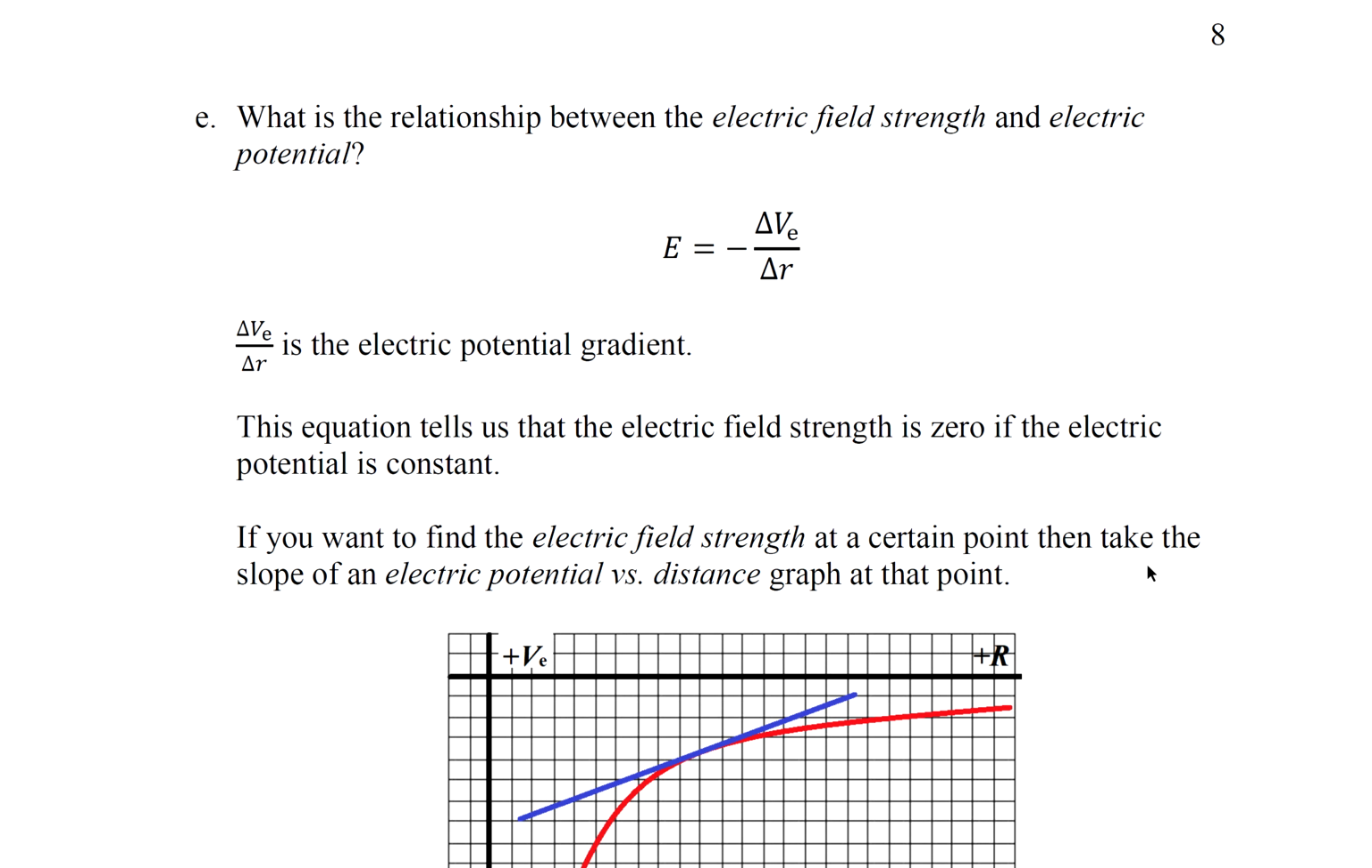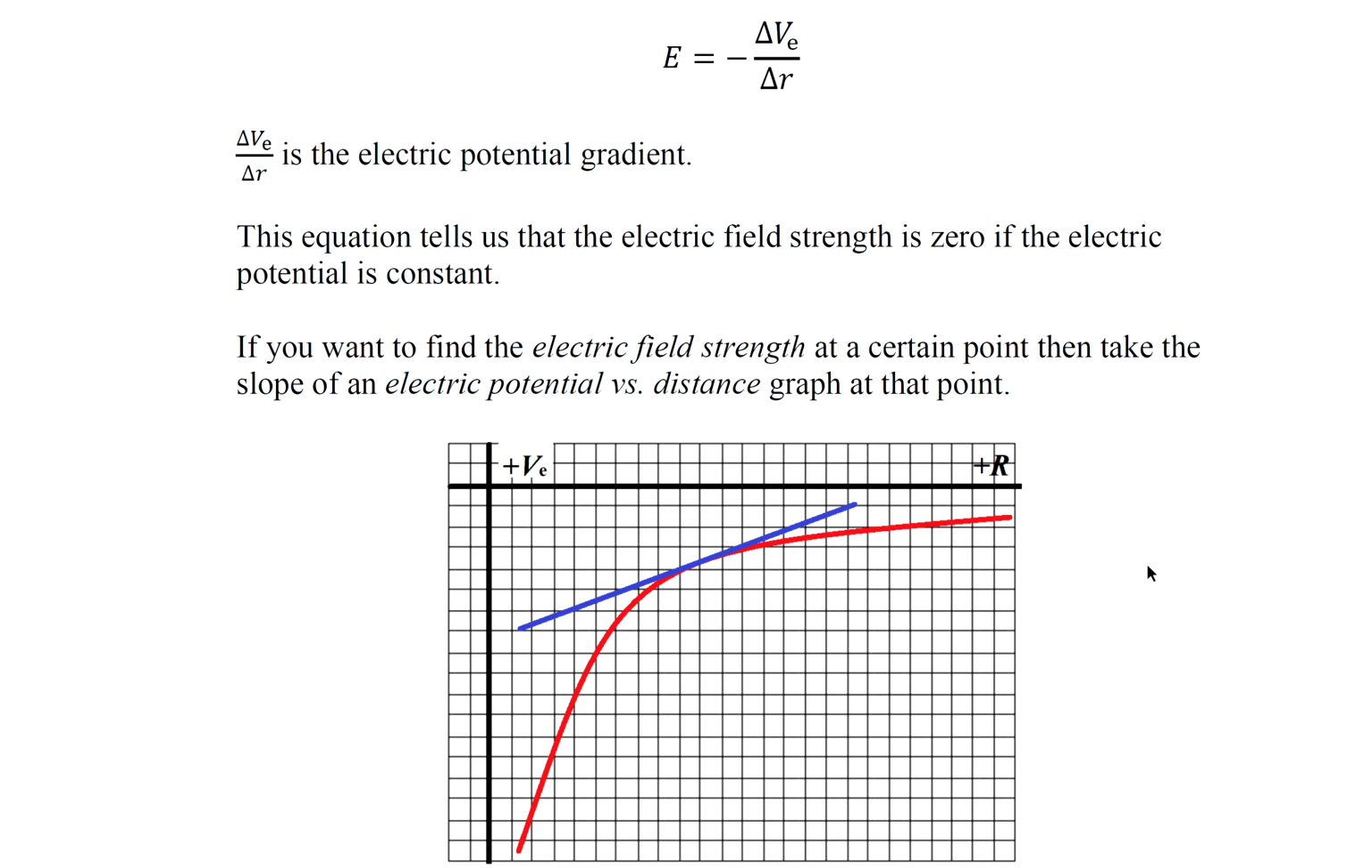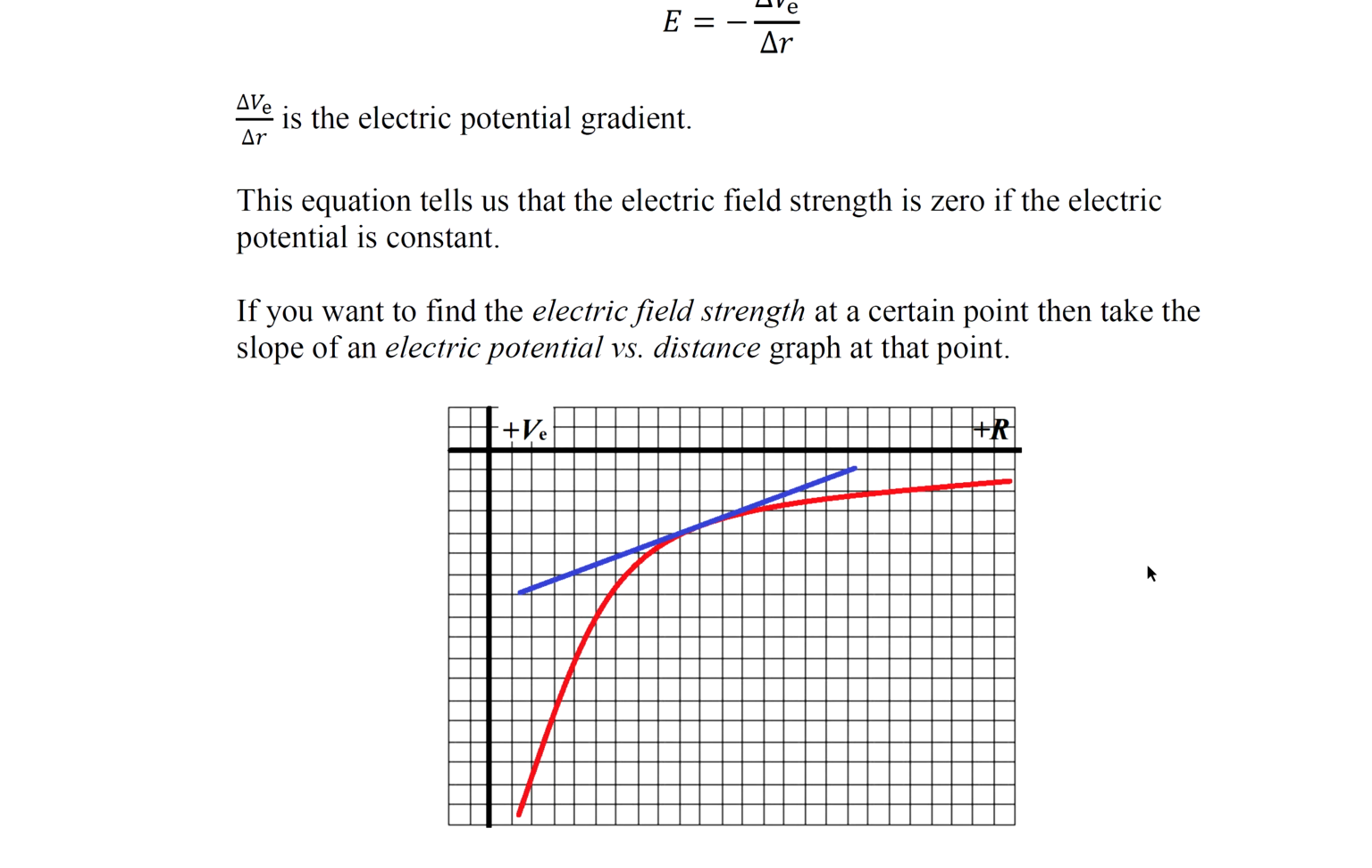Part E, what is the relationship between the electric field strength and electric potential? Well, here you go. Electric field strength is minus the slope of electric potential with respect to R. So this is the gradient. This equation tells us that the electric field strength is 0 if the electric potential is constant.